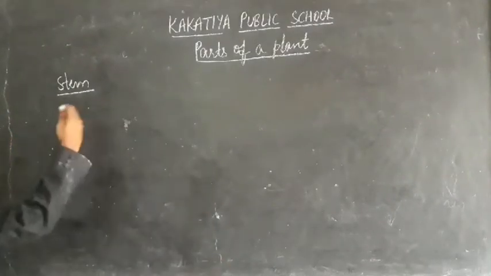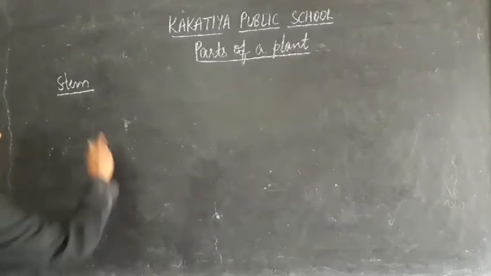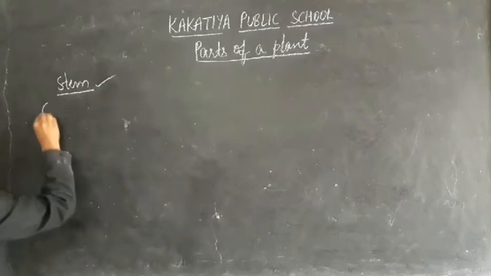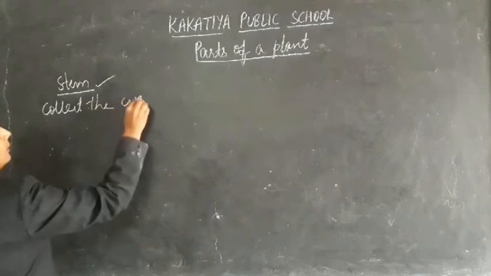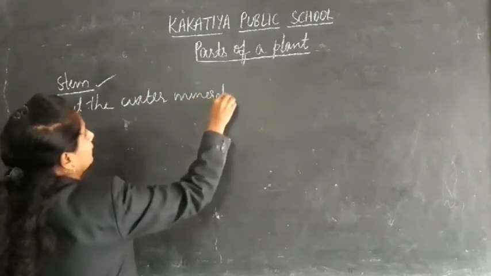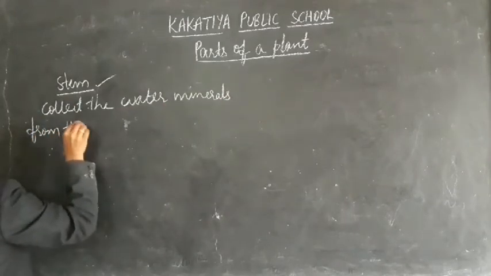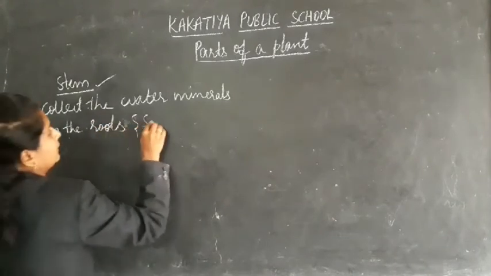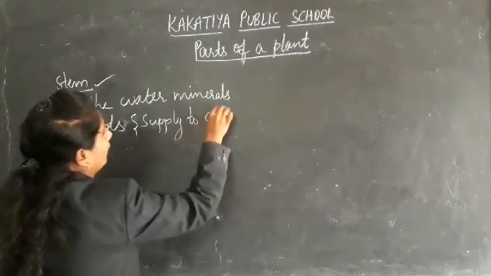So the portion which grows above the ground is nothing but the shoot. The stem is one important part. What does it do? It collects the water and minerals from the soil, from the roots, and supplies them to all parts of the plant.